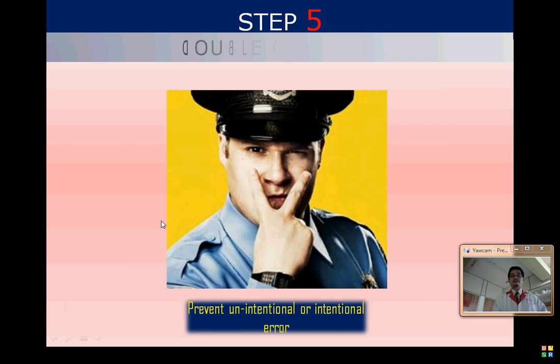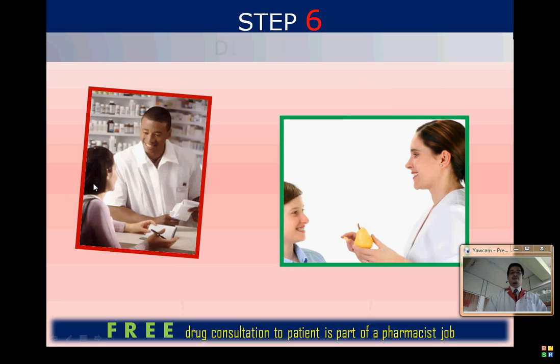Step number 5, you have to double check your friend's work, or your friend is checking your work. This is to prevent unintentional or probably intentional errors that may occur during the process. And finally, of course, dispensing the medicines to the patients or to whoever is taking the medicines.